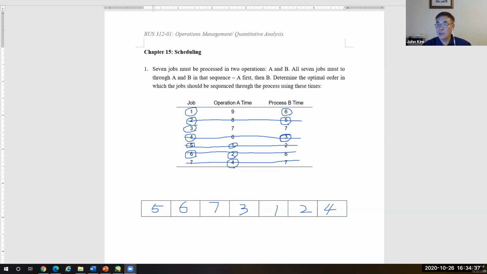So say again. Among those operation times, the shortest time, if it is for the first machine, then do the job first. And if it is for the second machine, do the job last, not alternate. Okay? Yeah. Okay, thank you.